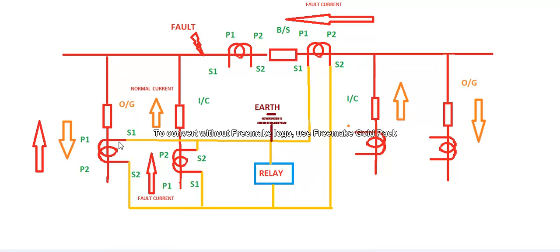What you have to do now is just swap S2 to S1, and S2 to S1, S1 to S2 and S2 to S1. Swap the CT summation point here, then inject the same again, and the fault will appear in this relay. We can measure the fault current. You follow the same thing here, and the fault current will appear in this relay.